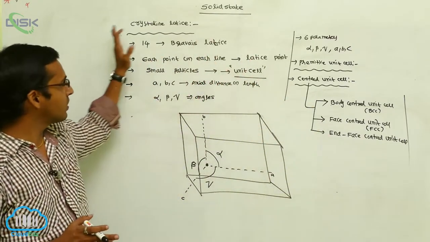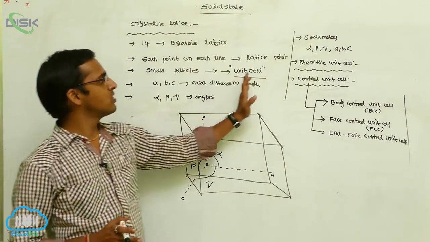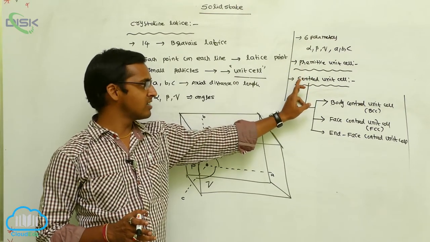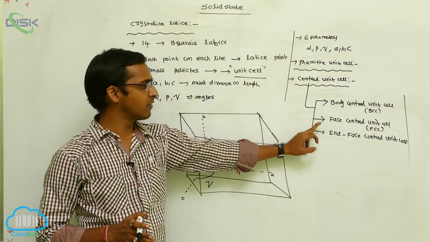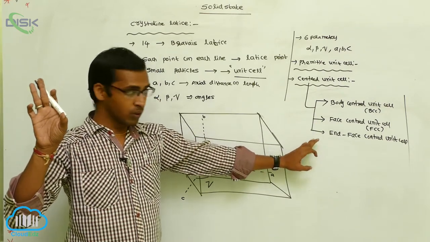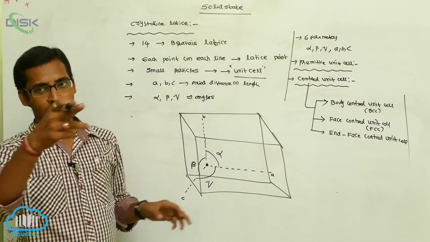So these are the crystalline lattices, total 14 types are there. In that, unit cells are two types, primitive and centered. Centered is again three types: body centered, face centered, and end face centered unit cell. And here the six parameters are alpha, beta, gamma and A, B, C.